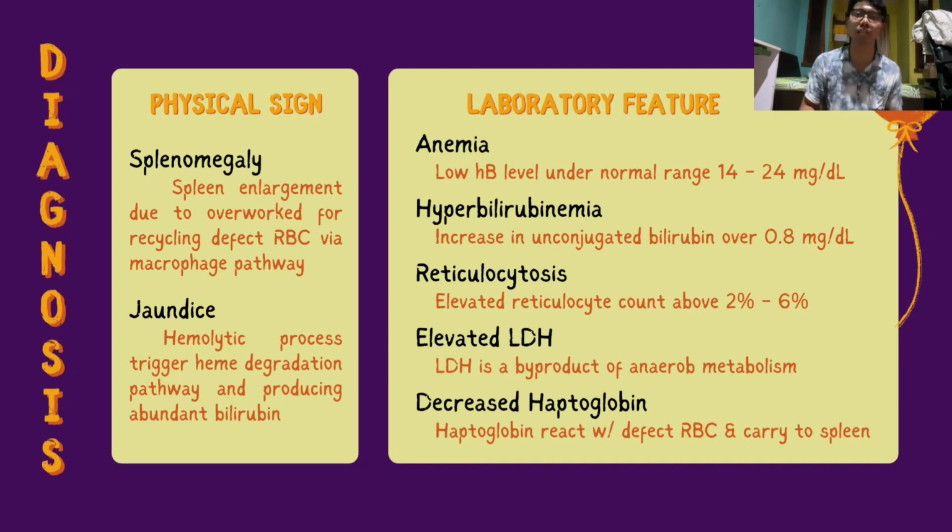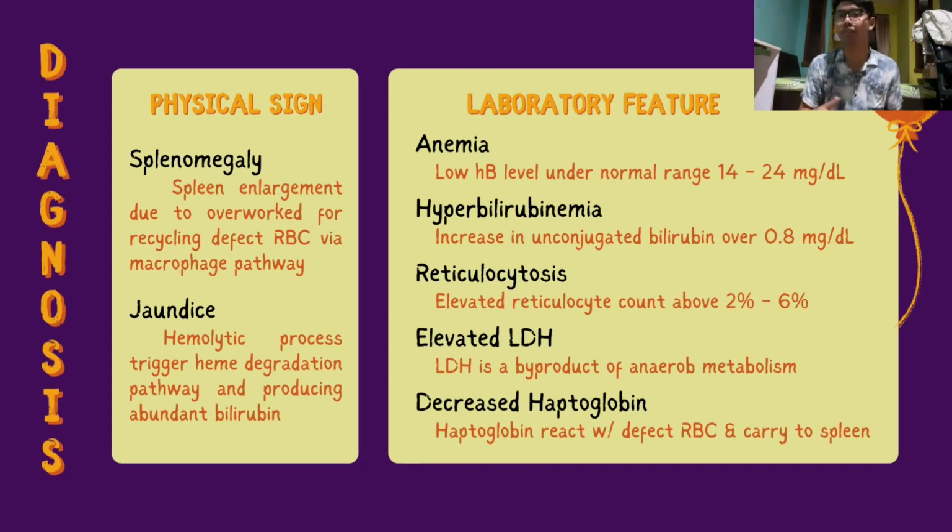First one is of course anemia, where the patient has a low hemoglobin level under the normal range of 14 to 24 mg per deciliter. Patients will also show signs of hyperbilirubinemia. As I said before, they have an increased amount of unconjugated or indirect bilirubin over 0.8 mg per deciliter. Patients will also show signs of reticulocytosis, or an elevated reticulocyte count that is above 2 to 6%.